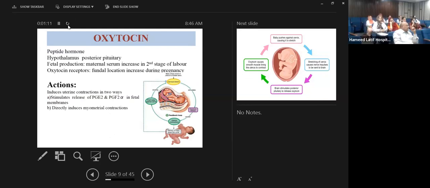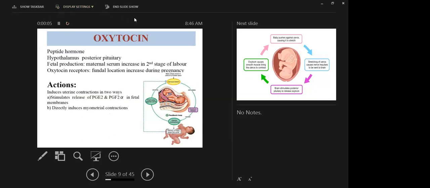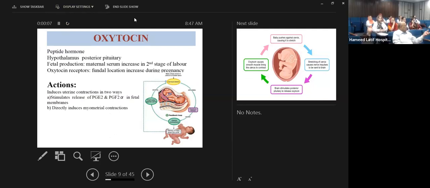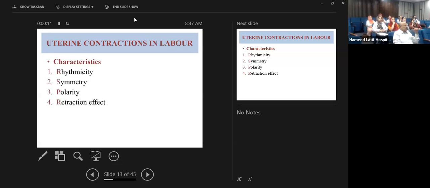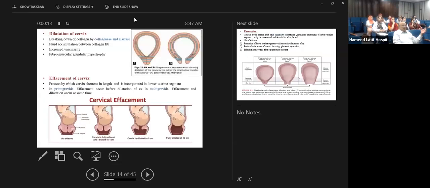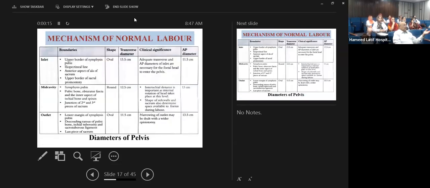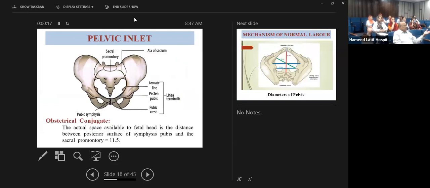Now, this is important from the point of view, if we are to induce labor, what would we give? Would we give prostaglandin E2? As has been just said, prostaglandin E2 causes cervical ripening.